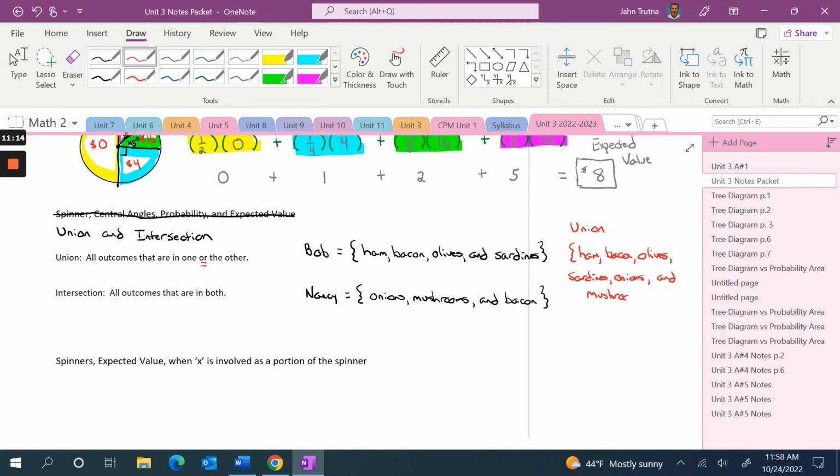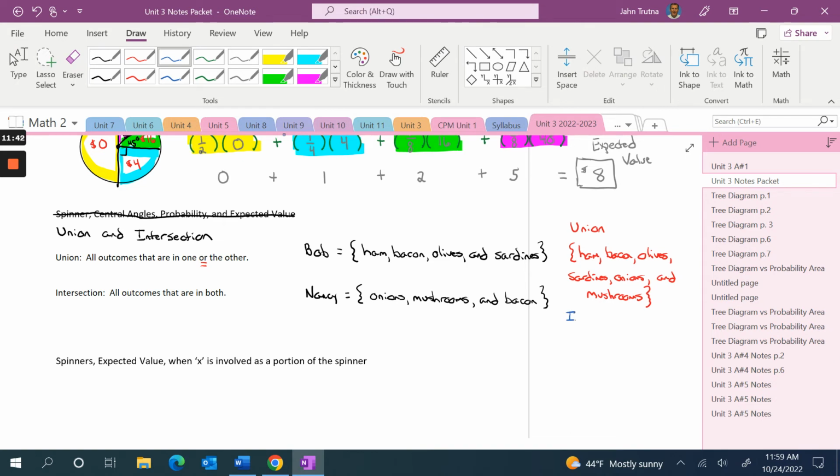Notice that although Nancy likes bacon, I had already written bacon for Bob, so I don't have to repeat it. So the union of the toppings of what Bob likes and what Nancy likes would be, notice, it's everything in Bob or it's everything in Nancy, and I don't repeat anything. So I don't have to write bacon twice, okay? So that would be the union of the toppings.